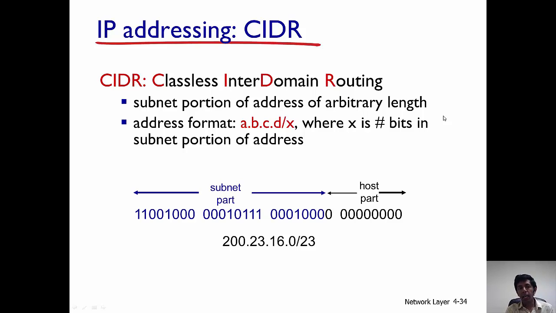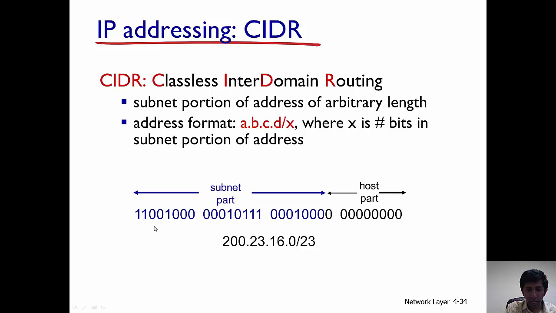Now that we looked at subnets, we come to this new concept of IP addressing called CIDR, or classless interdomain routing. In classless interdomain routing, you have the addresses in the form of a subnet and its mask. So basically addresses would be written in the form a.b.c.d/x, where x is the number of bits in the subnet portion of the address.